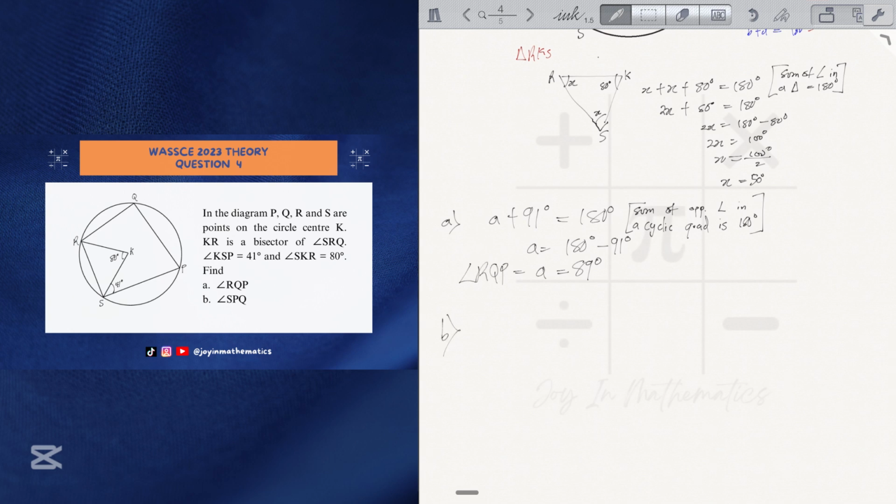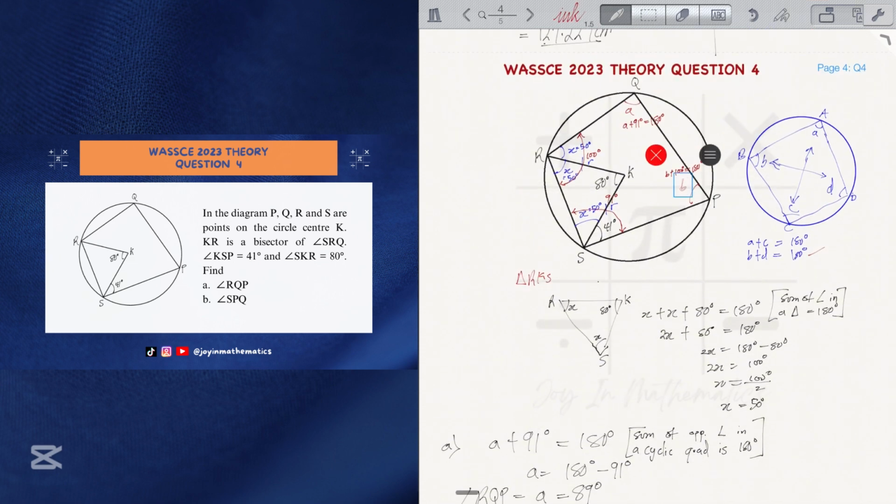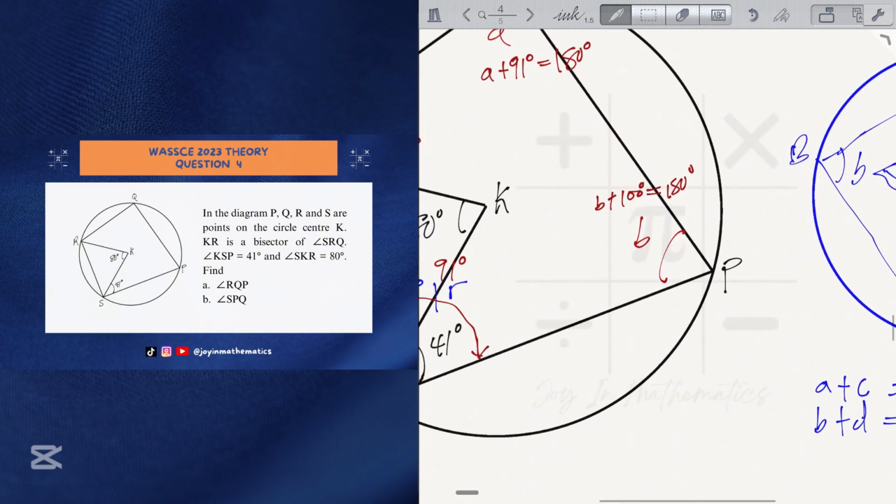So let's move to question B. In question B, we are looking for angle SPQ, and angle SPQ, as we have established, is angle B. And in B, we saw that B plus 100 degrees is equal to 180 degrees.